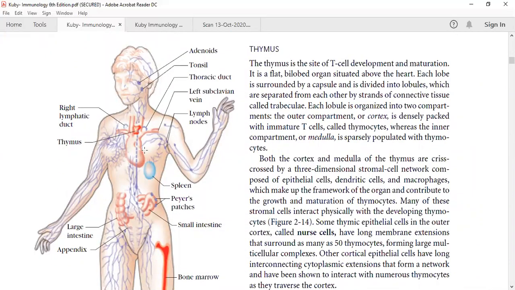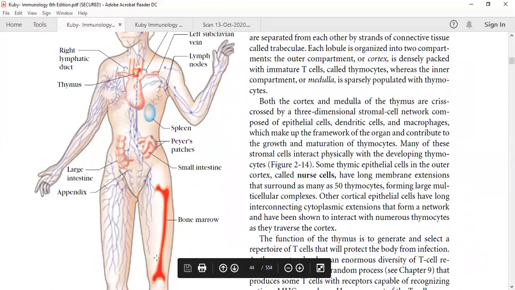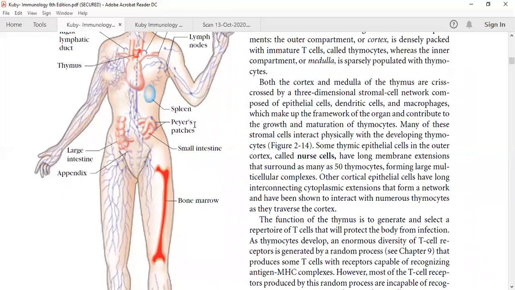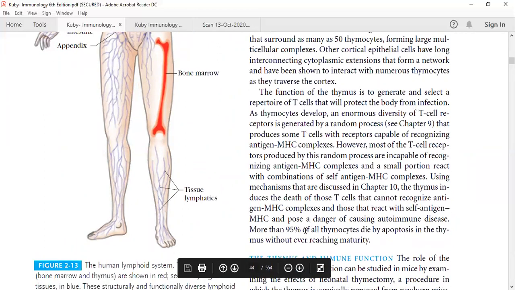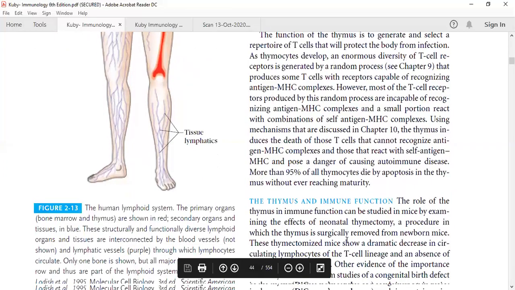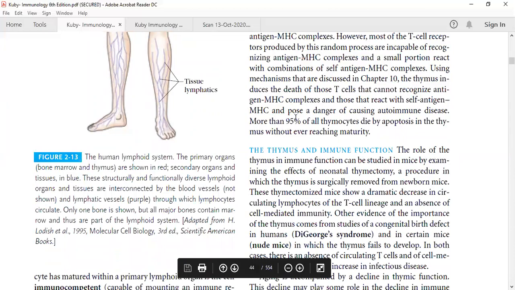So again, the same diagram. It is showing thymus and bone marrow, which is actually present in our long bones, for example, femur. And we have secondary lymphoid organs, for example, spleen, Peyer's patches, lymph nodes, and these things. It is already written here that this is a stringent process, and more than 95% of all the thymocytes will die by apoptosis in the thymus itself without ever reaching maturity. More than 95% of the cells will die before maturity.